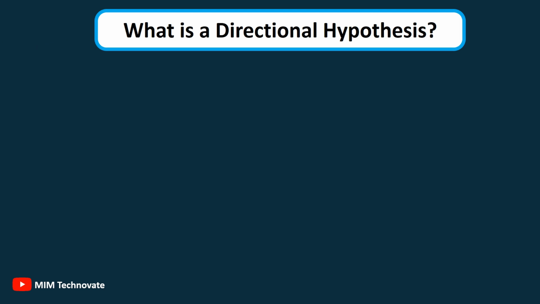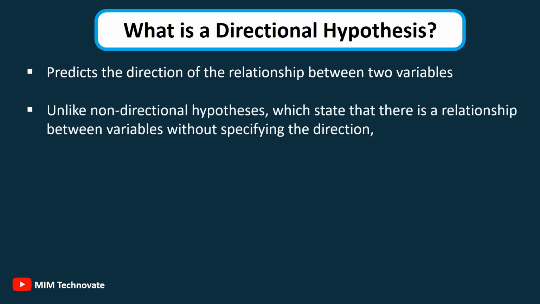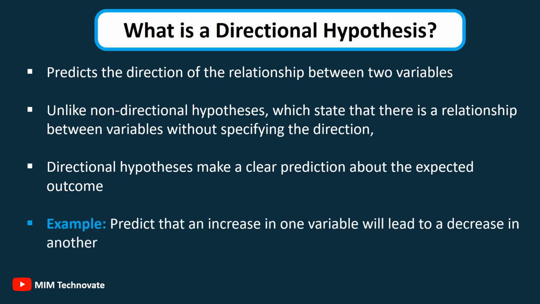A directional hypothesis is a statement that predicts the direction of the relationship between two variables. Unlike non-directional hypothesis, which state that there is a relationship between variables without specifying the direction, directional hypotheses make a clear prediction about the expected outcome. For example, we can say that a directional hypothesis might predict that an increase in one variable will lead to a decrease in another.